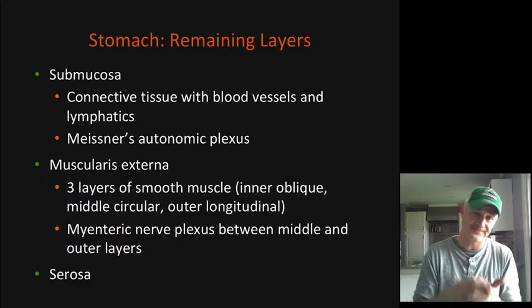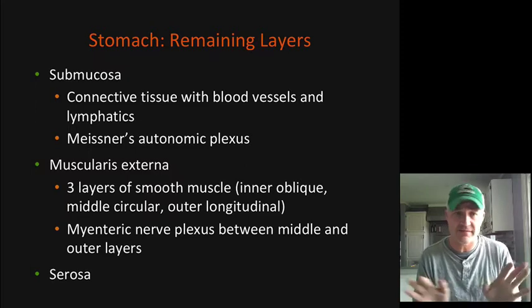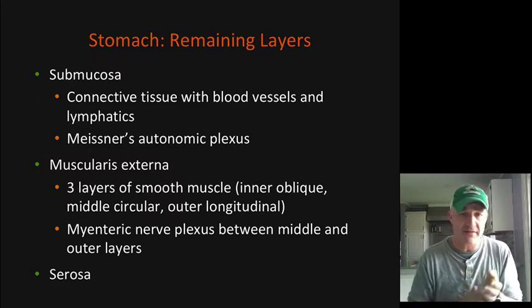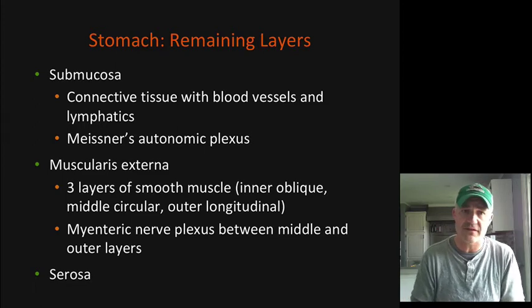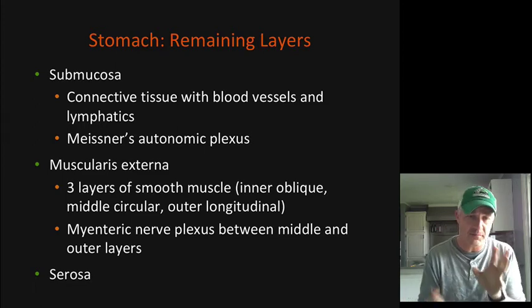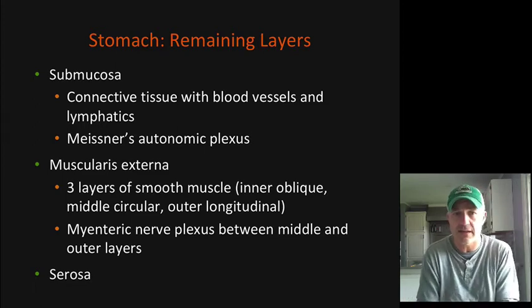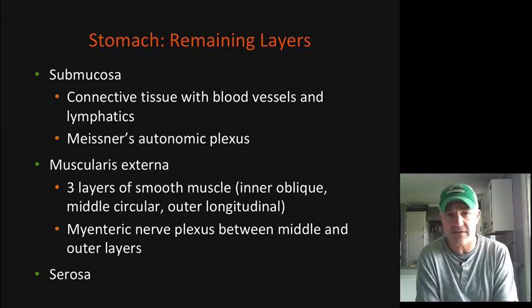Outside of that, submucosa is pretty standard. It's going to have blood vessels, lymphatics, nervous tissue in there. Again, these plexuses are going to help regulate motility and control of the digestive tract.